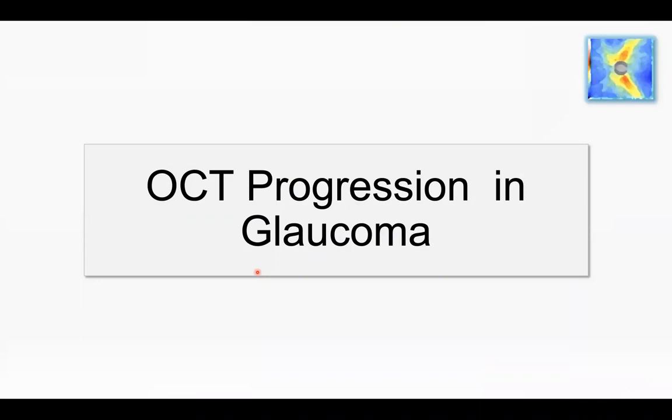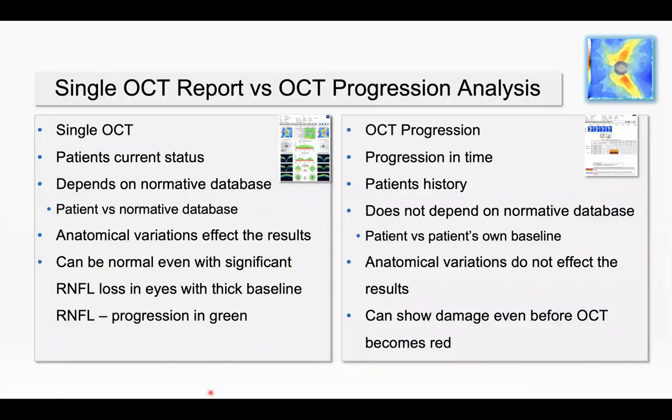A single OCT is very important for the diagnosis of glaucoma, but we have a more important weapon for diagnosis and follow-up of glaucoma. With the use of OCT progression analysis, we have the chance to diagnose glaucoma at very, very early stages. A single OCT report is the patient's current status. It depends on the normative database. It's the patient versus normative database game. Anatomical variations affect the results; it can be normal even with significant RNFL loss in eyes with thick baseline RNFL, which is the progression in green concept. We will talk about it.